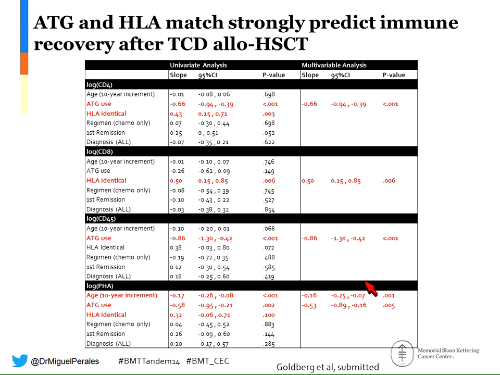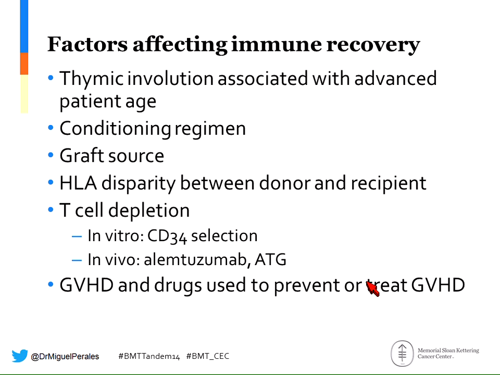And when we looked at our data set, in the 350 patients who underwent T cell depleted transplant, where we also used ATG in patients, we saw that the patients who had ATG had also decreased immune recovery. So to summarize this part, the factors affecting immune recovery include the thymic involution associated with advanced patient age, the conditioning regimen can impact the thymus, particularly when you use radiation, the graft source can affect immune recovery, HLA disparity between the donor and the recipient, as well as the use of T cell depletion, and this could be done either in vitro through CD34 selection or in vivo using drugs.